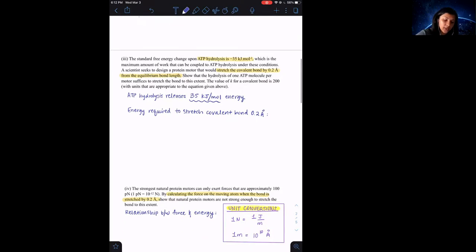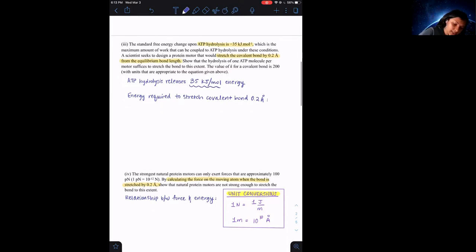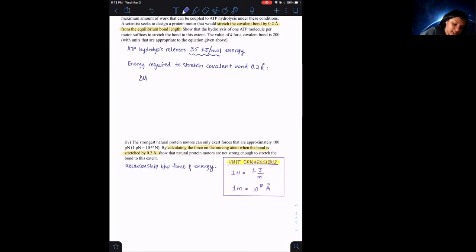First, we need to calculate the energy required to stretch a covalent bond this distance. We can use the Hooke's law approximation, since 0.2 angstroms is a relatively small displacement from the equilibrium distance. So we can calculate using Hooke's law. Now we can say that delta U, which is the change in energy required to stretch a covalent bond this distance, is equal to the final energy at this distance.